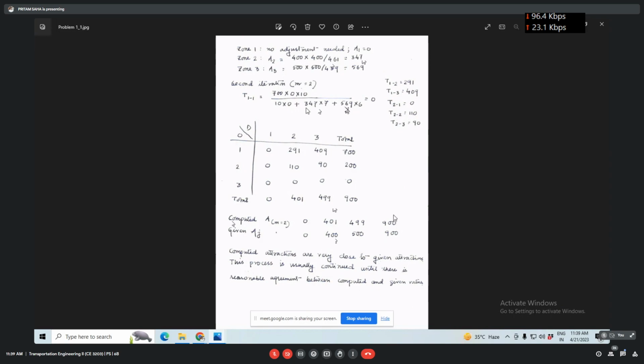But if you have such problems in your exam, I would advise you to go maximum up to second iteration. So even if you don't have agreement, please stop there. Please don't go beyond second iteration in the exam. Okay. Any question?